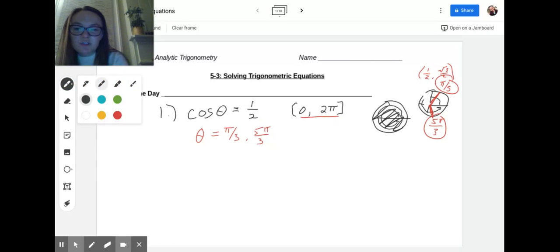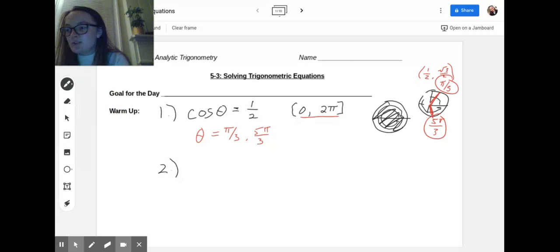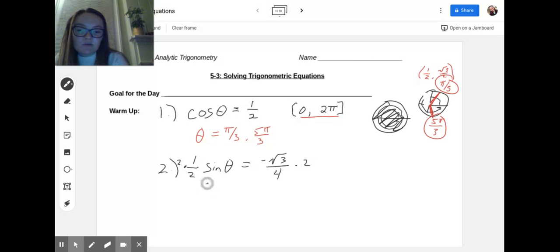So the next warm-up question I want you to try is this one. I want you to solve this equation. 1/2 sine of theta is equal to negative radical 3 over 4. So go and pause the video, and I want you to try that one next. Okay, so hopefully you tried this one. The first step that I would take here is I'd probably multiply both sides by 2, leaving me with sine of theta is equal to negative radical 3 over 2, since 4 and 2 should cancel.